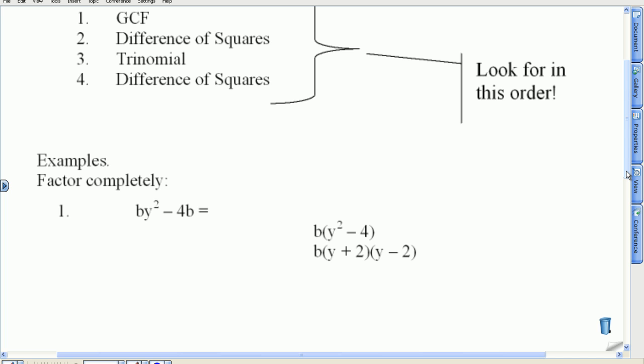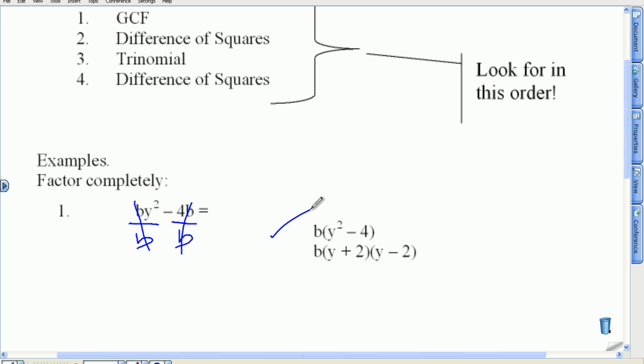Take a look at problem 1, which has been completed for you. by squared and 4b have a b common to both terms. So we're going to factor the b out. We divide both by b. We're left with y squared minus 4. That gives us b times y squared minus 4.